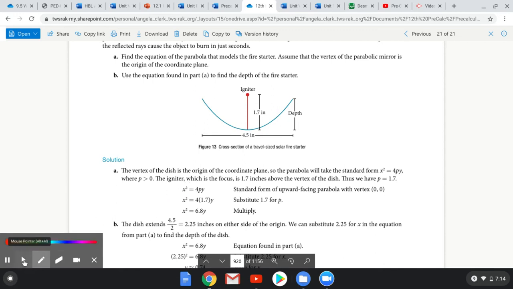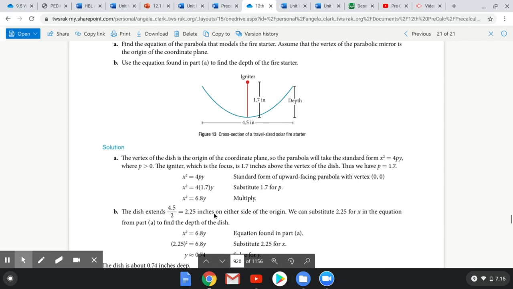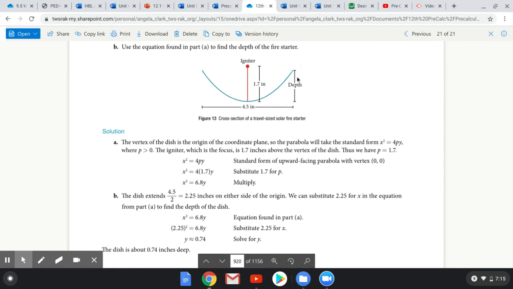So now we're going to talk about B. This is the answer to part A here: x squared equals 6.8y. In B, we're trying to figure out this depth. This is not in line with the focus. Otherwise, this would be super easy. It would just be 1.7. It's easy to assume sometimes that things are in line with the focus and just use P, but it's not in line with the focus, so we can't do that.